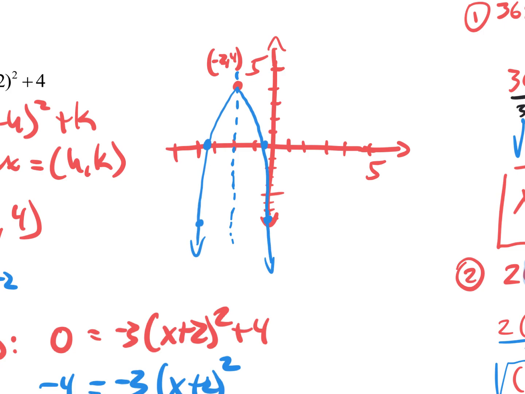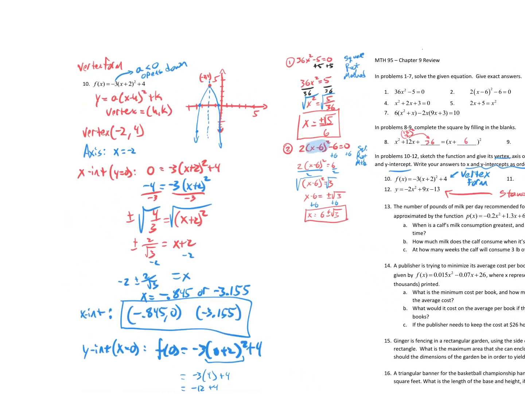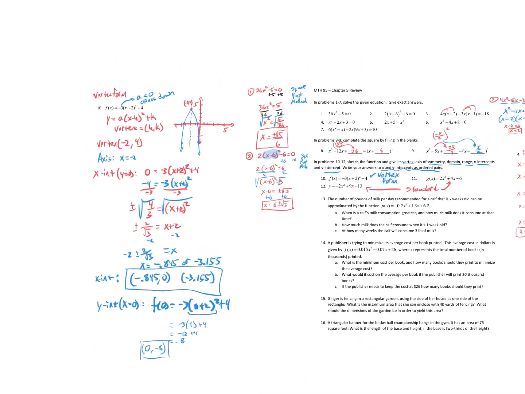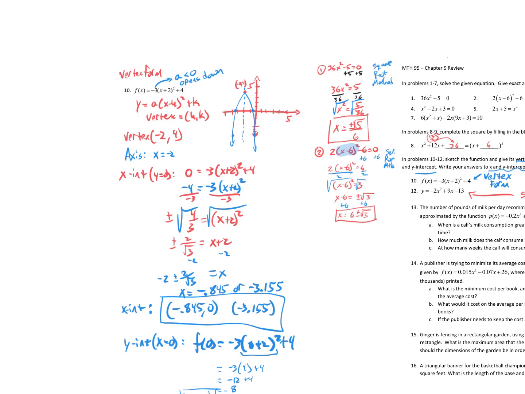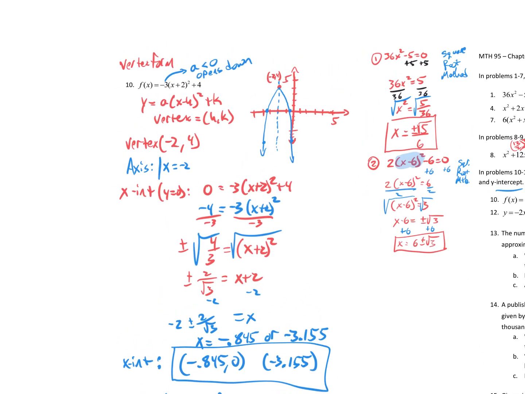Now we should expect it to go down because this a value is less than 0. So that means it opens down. Okay. All right, well, I think we got our x-intercept, our y-intercept. Oh, yeah, a little bit more. Let's get our domain and our range. So we got our axis of symmetry. We got our vertex. We need all those things.